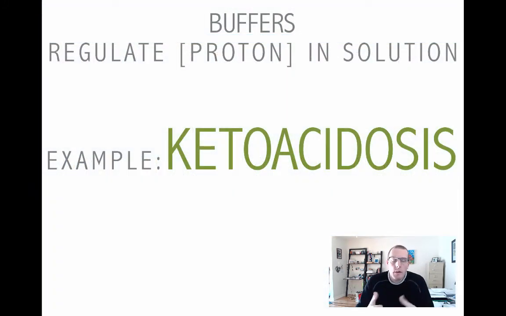Those mechanisms basically fall into a category of buffering systems. Buffering systems, or buffers, basically regulate the proton concentration in solution. On this slide, you can see I've got proton in square brackets. If you see square brackets, that tends to mean concentration. So buffers are a way of making sure that your cells can regulate changes in pH.